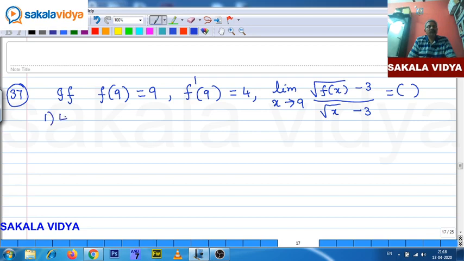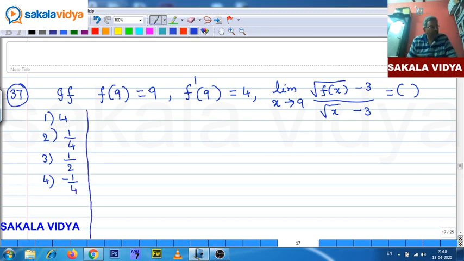First option 4. Yes, we can neglect it. We can neglect, that's correct, absolutely. Second, 1 by 4. Third is 1 by 2, fourth is minus 1 by 4. This is the question. Thank you, Dhruv. It means it is negligible. In general we call these errors and approximations also, we shall discuss the same concept.